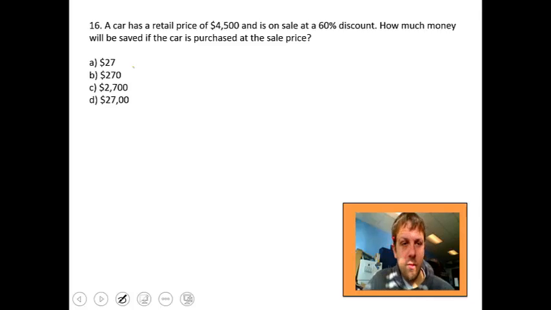This one is also one I'm going to teach. A car has a retail price of $4,500 and is on sale for a 60% discount. How much money will be saved if the car is purchased at the sales price?